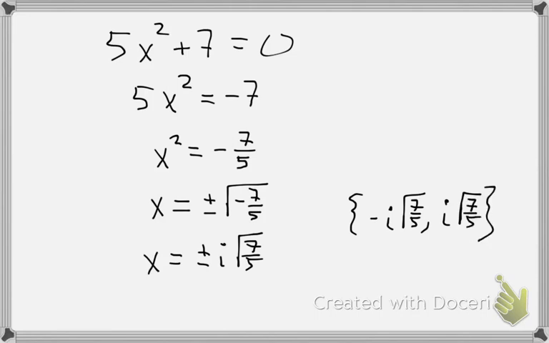Should we choose to rationalize the denominator, I would multiply the top and bottom by square root of 5. Then x would be plus or minus i square root of 35 over 5. Which is fine. I don't require that you rationalize the denominator. All right, again, the discriminant doesn't solve the quadratic equations. It just gives you some foresight into how you could go about solving it. All right?